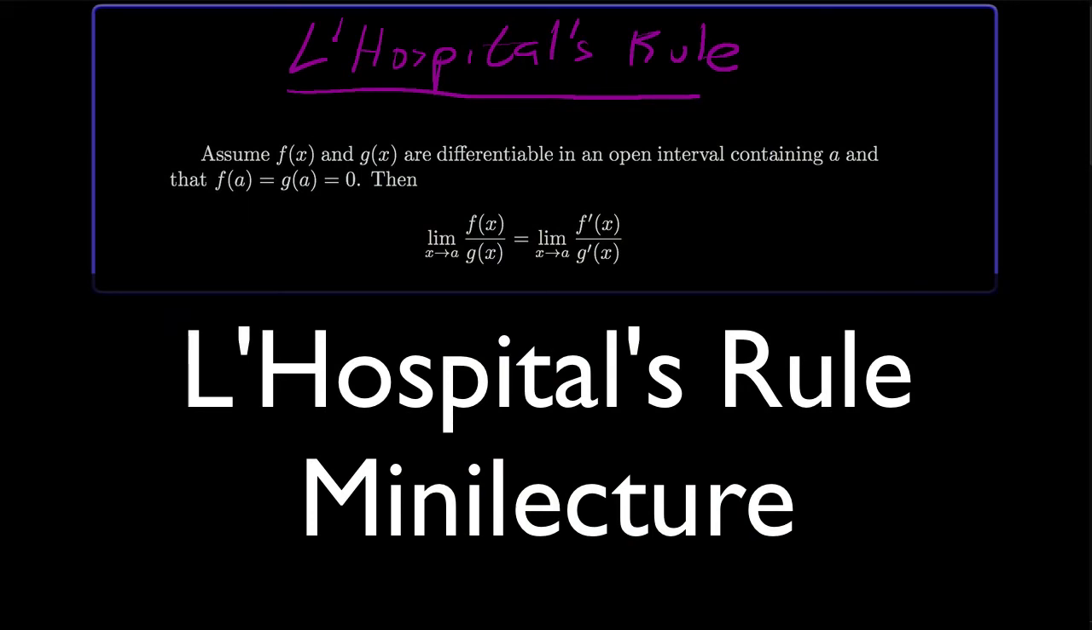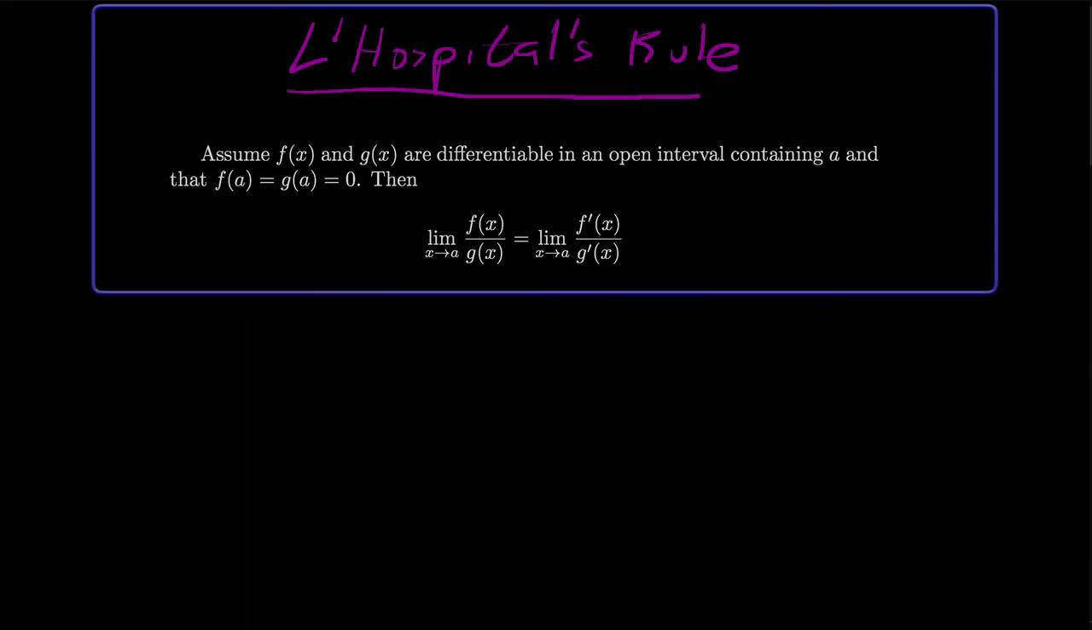Okay, so we're going to start off with L'Hopital's rule. So we're going to state it first. Assume that we've got two functions. They're differentiable in an open interval containing a. And assume also that the two functions are equal to 0 at that point a. Then what L'Hopital's rule says is that the limit as x approaches a of f of x over g of x is equal to the derivative f prime over g prime.